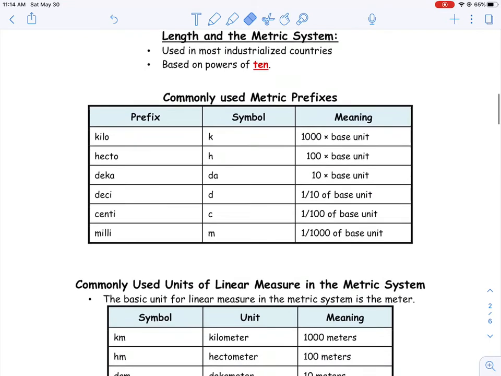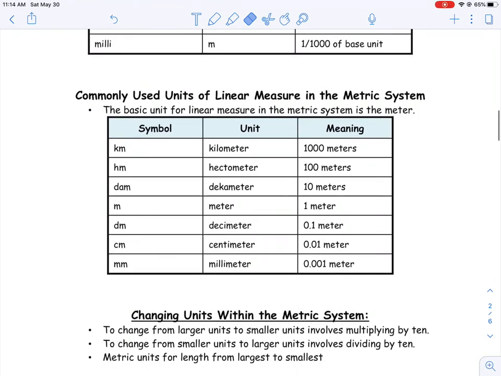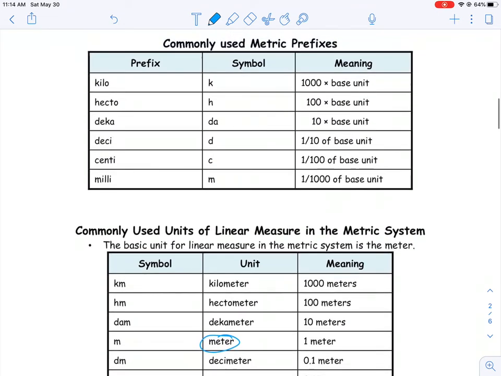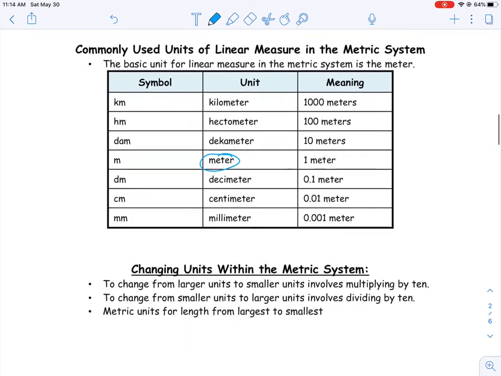And so if we're measuring length, then we use the base unit meters. And so we have meters that are our base unit, and then from there we can get bigger or smaller by tens depending on the conversion that we're trying to do. So we have kilometer, hectometer, decameter, meter, decimeter, centimeter, and millimeter. Okay, and you can kind of see how much each is worth depending on where you start.